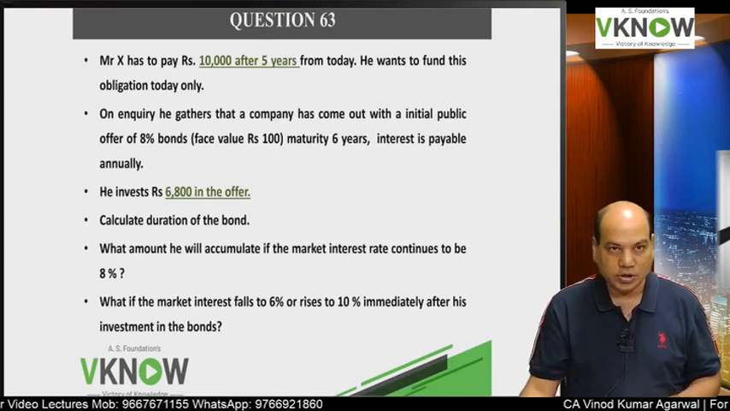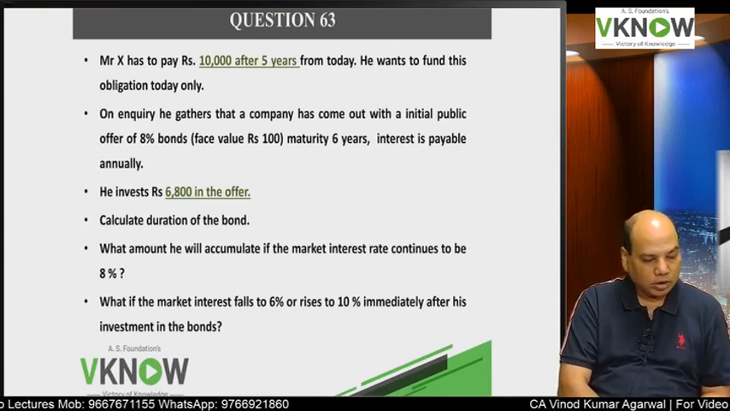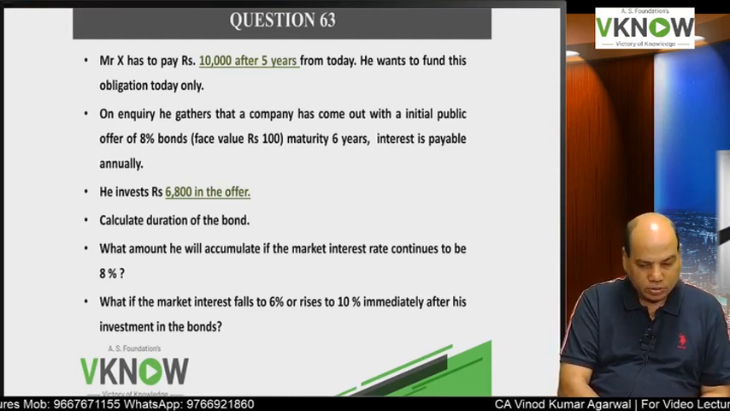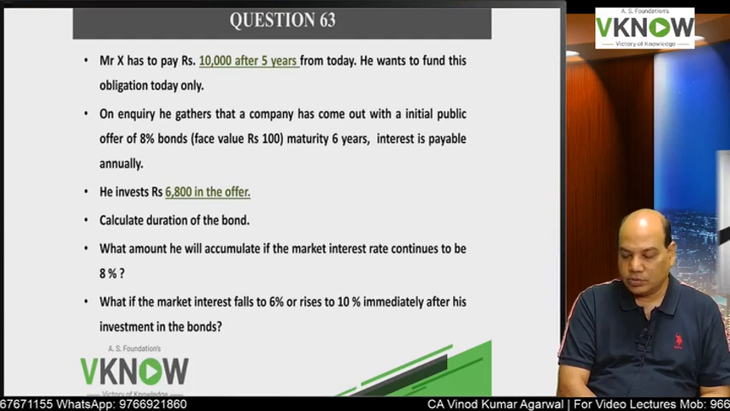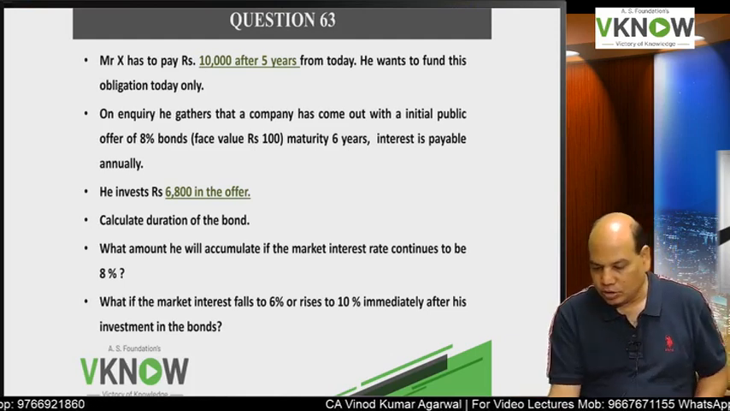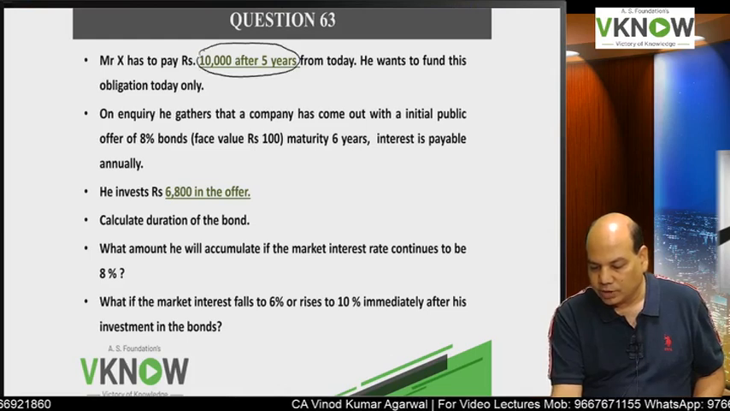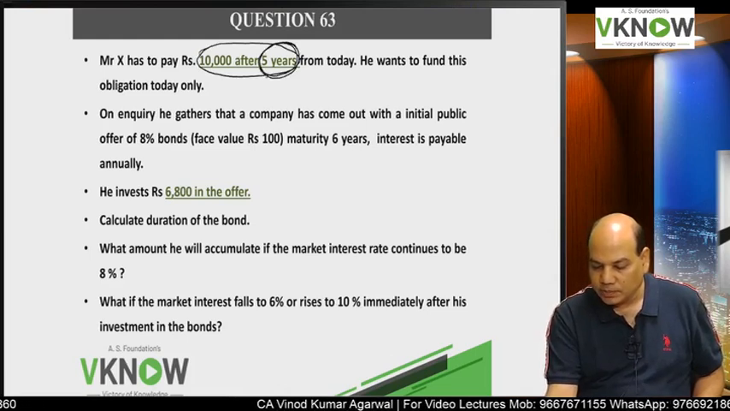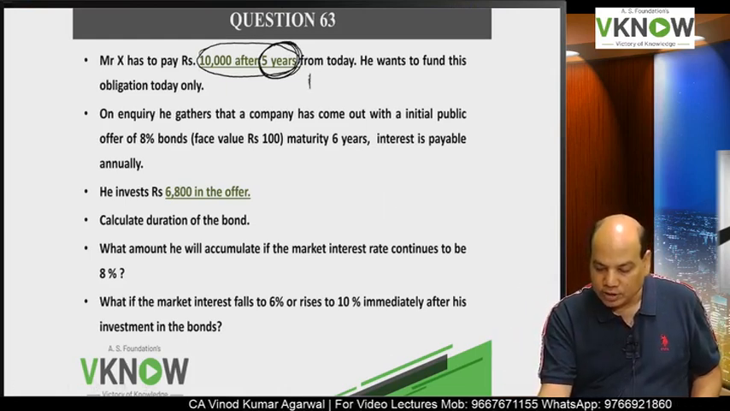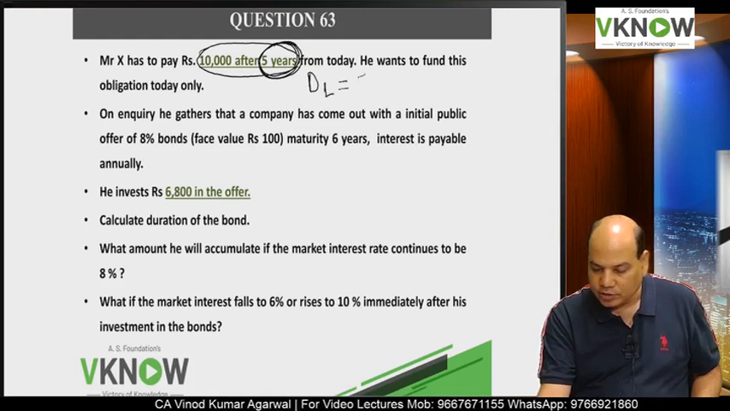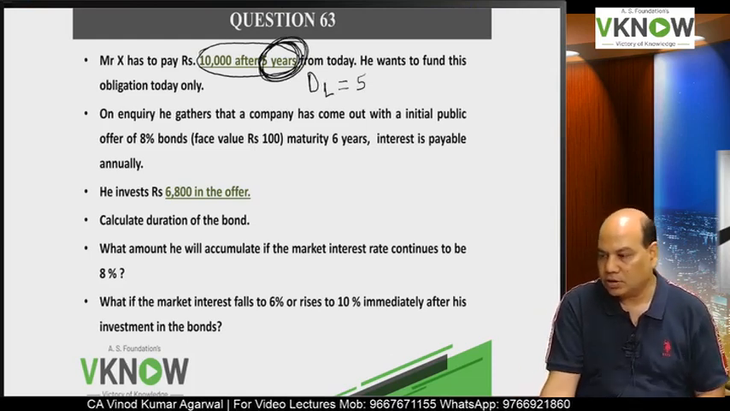Okay, so 63 number question. Can you see 63 number printed below? Mr. X has to pay rupees 10,000 after 5 years from today. He wants to fund this obligation today only. So this fellow has a liability to pay 10,000 after 5 years. So this is the duration of liability. Duration of liability is 5 years because he has an obligation to pay 10,000 after 5 years.